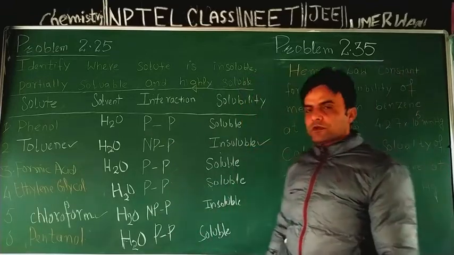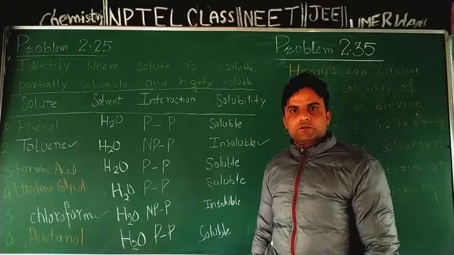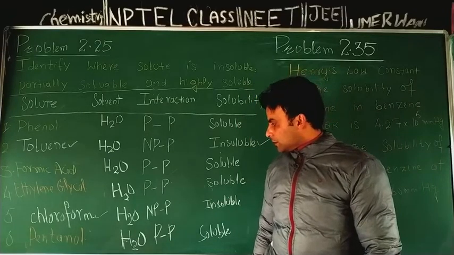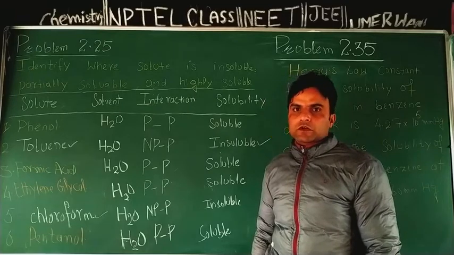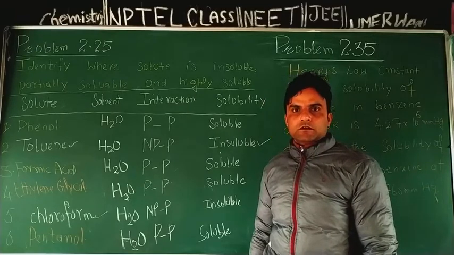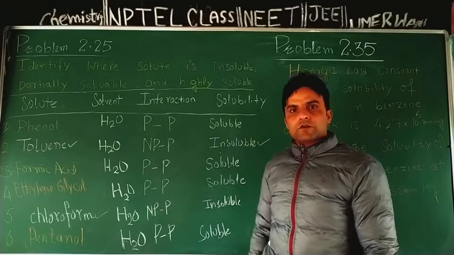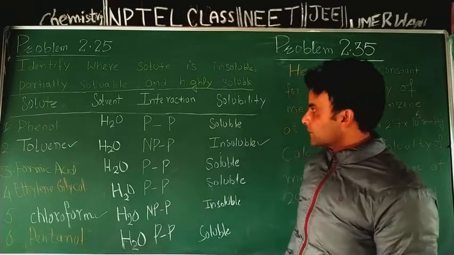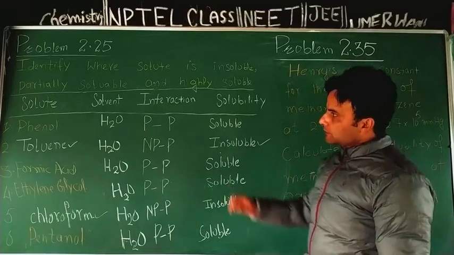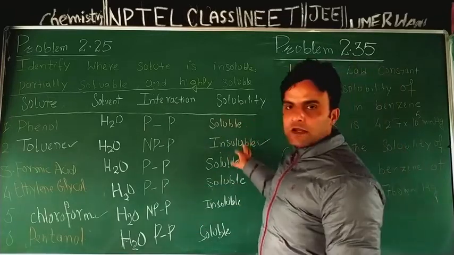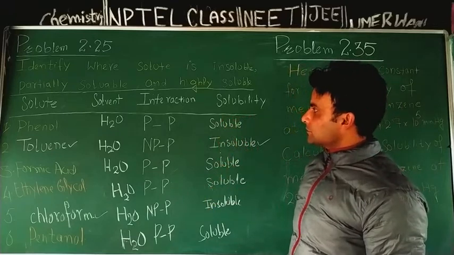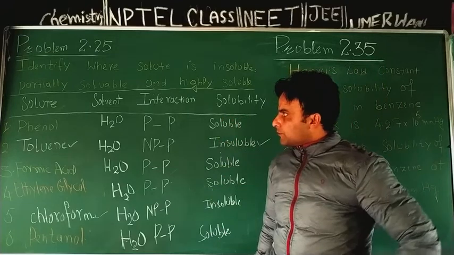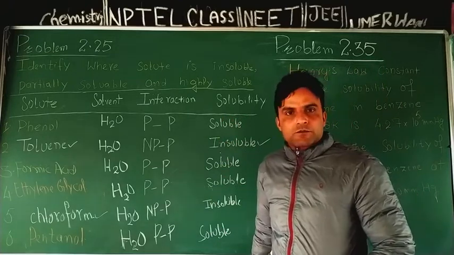Here the magnitude of interaction between polar solute and polar solvent will determine solubility. Since the solvent is the same, it comes to the magnitude of polarity of the solute. The magnitude of polarity of the solute will determine which is highly soluble and which is partially soluble. I will first compare phenol and formic acid.